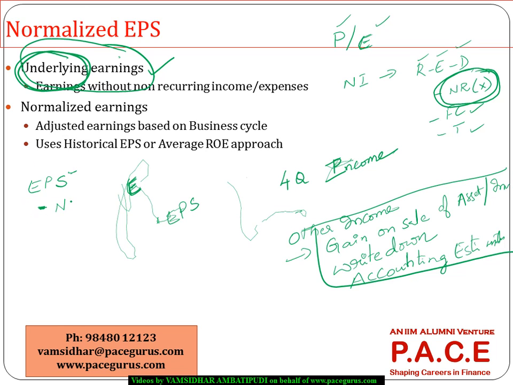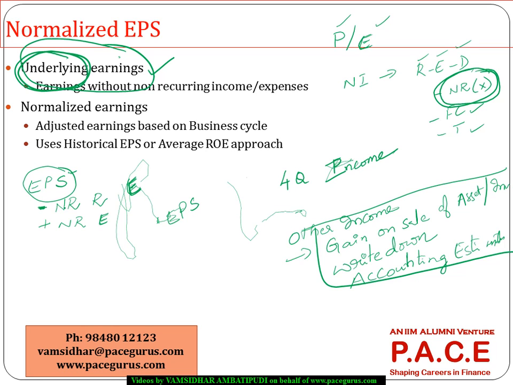So non-recurring revenues I remove, and I add back the non-recurring expenses, because we might have arrived at the EPS, regular EPS, by adding the non-recurring revenues and subtracting the non-recurring expenses. So we are adjusting the EPS by subtracting the non-recurring revenues and adding back the non-recurring expenses. That is the process of the underlying earnings.